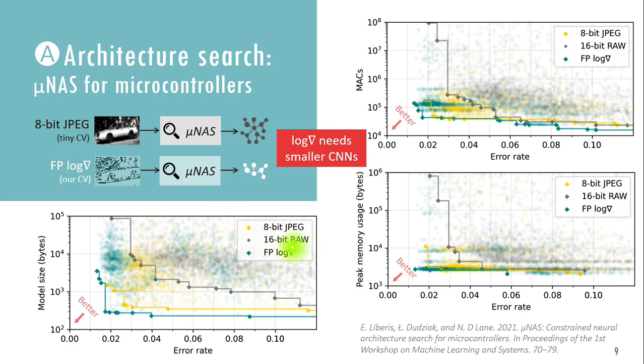The first one is an 8-bit JPEG, representing the conventional way in TinyVision, the conventional pipeline. The second one is a 16-bit raw, to show if we can use ISP, or what role ISP plays in machine learning. And last is our pipeline. Here I show the floating point log gradients.